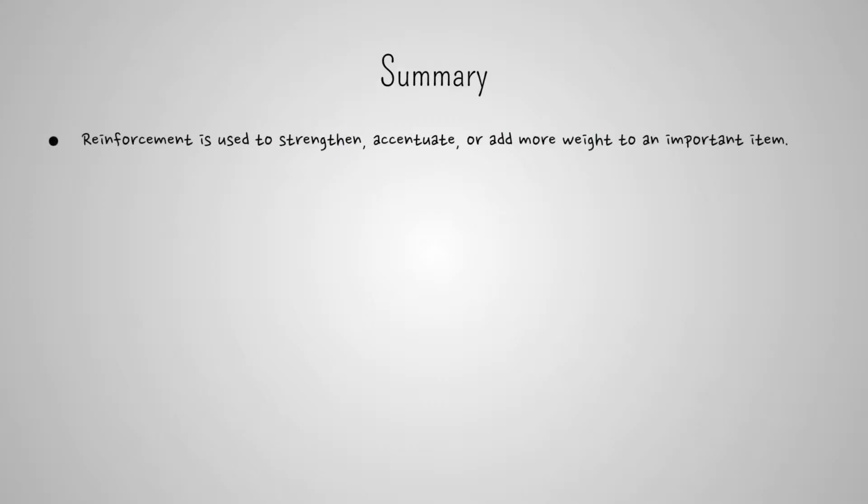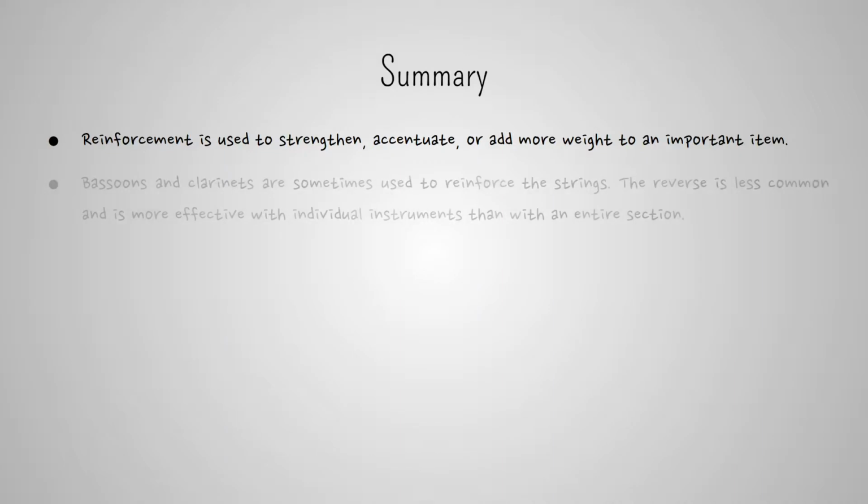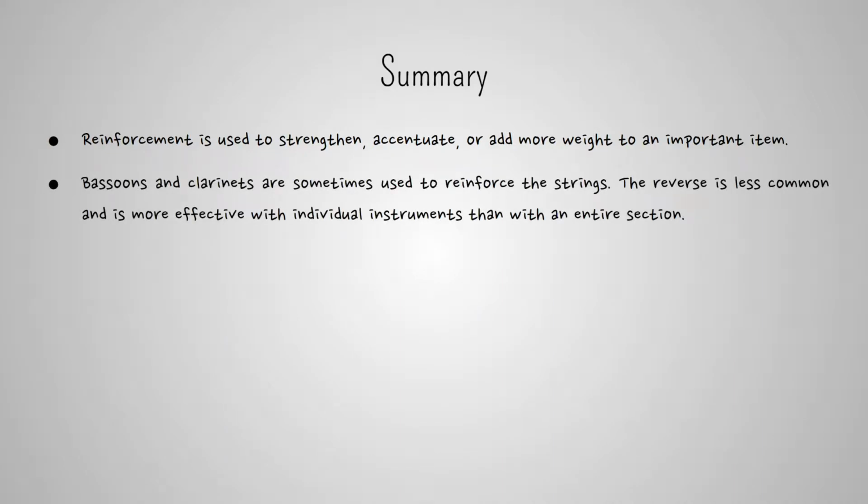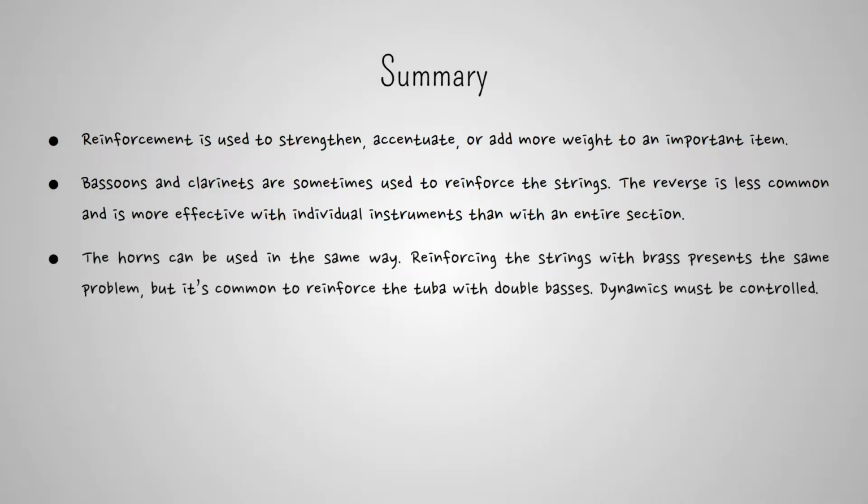Reinforcement is used to strengthen an underrepresented element in the orchestration, to accentuate specific beats, or to add more weight to an important element. Bassoons and clarinets are sometimes used to reinforce the internal voices of a string passage. The reverse is less common and is more effective with individual instruments than with an entire section. The horns can be used in the same way. On the other hand, reinforcing the strings with brass presents the same problem as the previous one, but a common case is the use of double basses to reinforce the tuba.